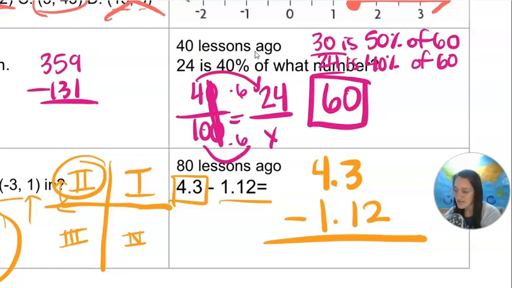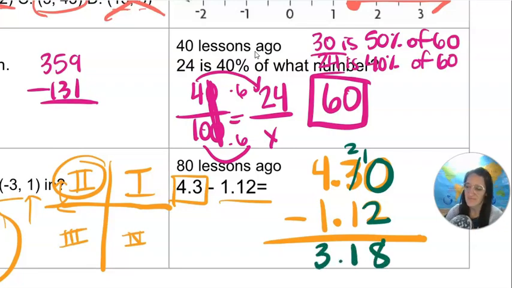If we need to, after we've lined up our decimals, if there's empty spots, then yes, we can fill it in with zeros. Okay? I can't take 2 away from 0, so I'm going to have to regroup. And I get 3.18.